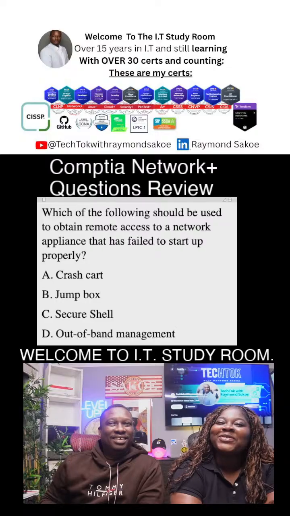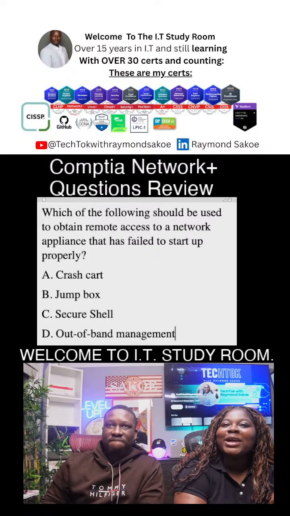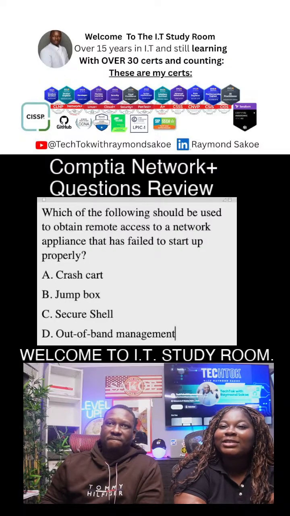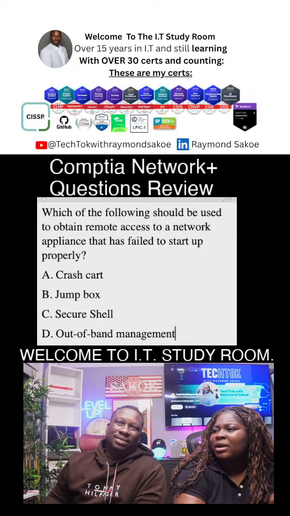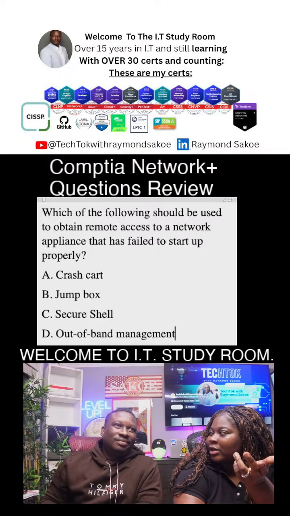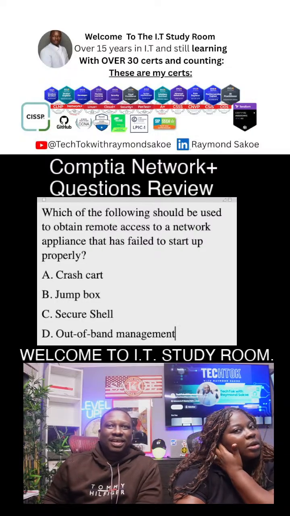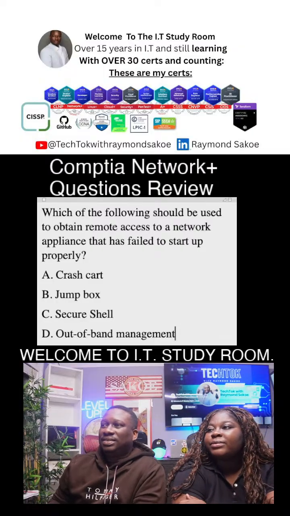All right, which of the following should be used to obtain remote access to a network appliance that has failed to start up properly? Like appliance? No, device. Oh, okay. Network device. So why didn't you just say that? Because when you say an appliance, I'm thinking of a refrigerator or microwave. No. I mean, it's just a network appliance. Yeah, network device. Fine.